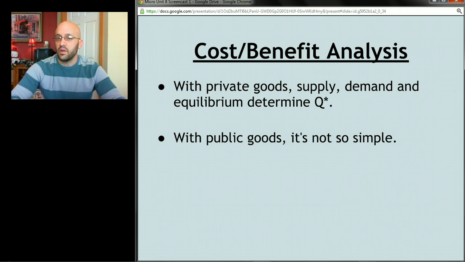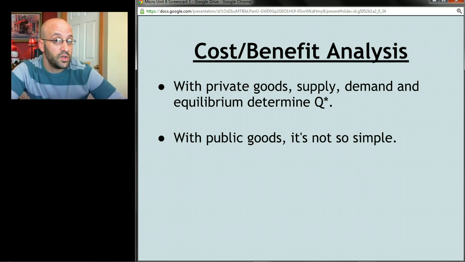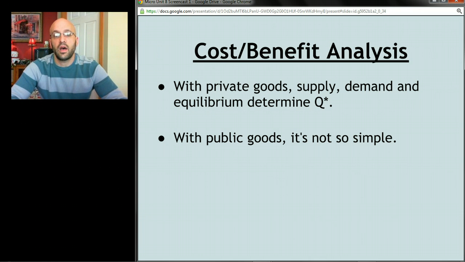All right, well then the question is, if we're not going to leave it up to the free market, how do we decide how much of a public good to have? How do we decide how many streetlights to have, or national parks to have, or fire departments to have? With private goods and services, supply and demand told us what the right quantity was. But with public goods, it's not so simple.